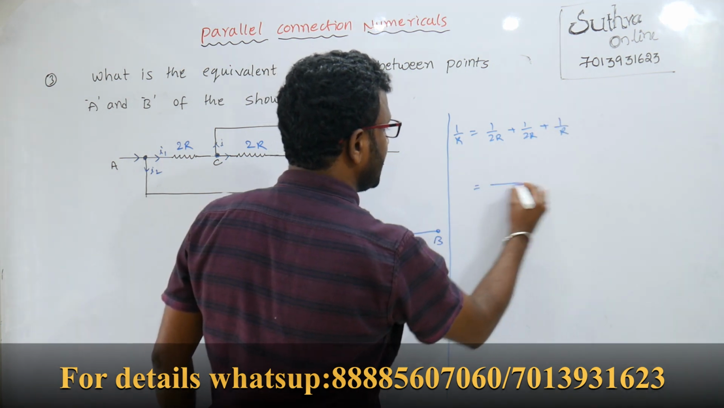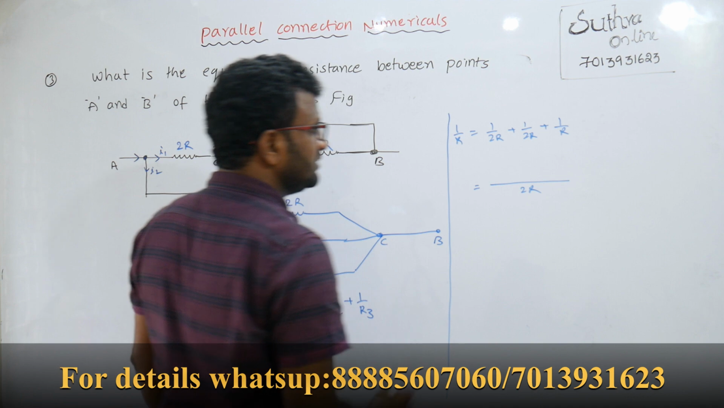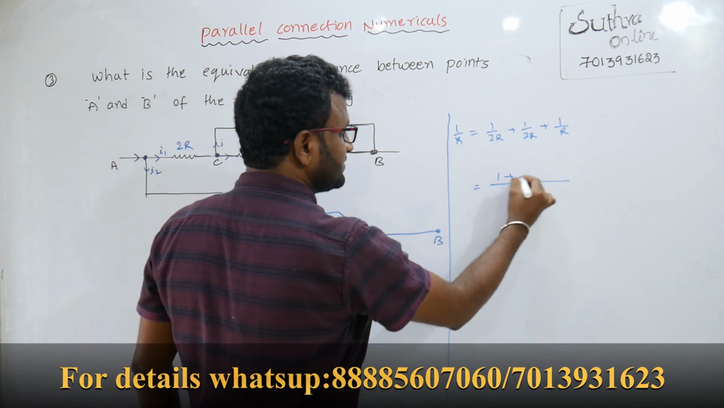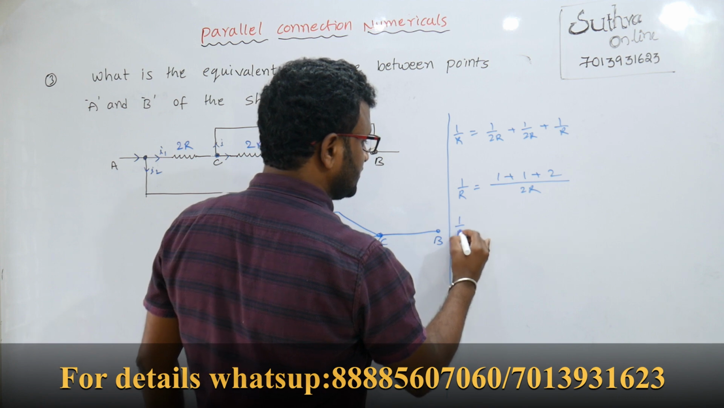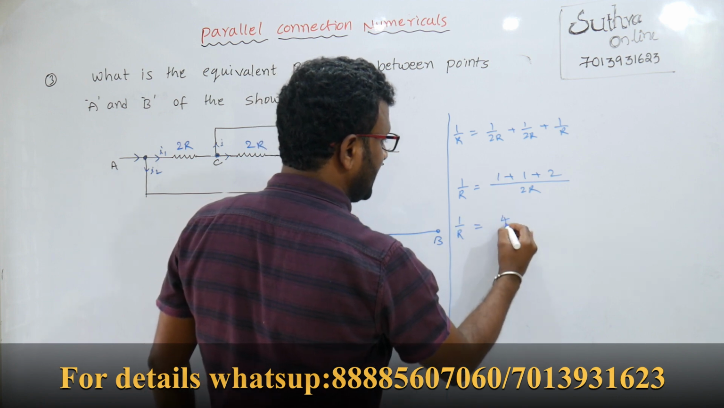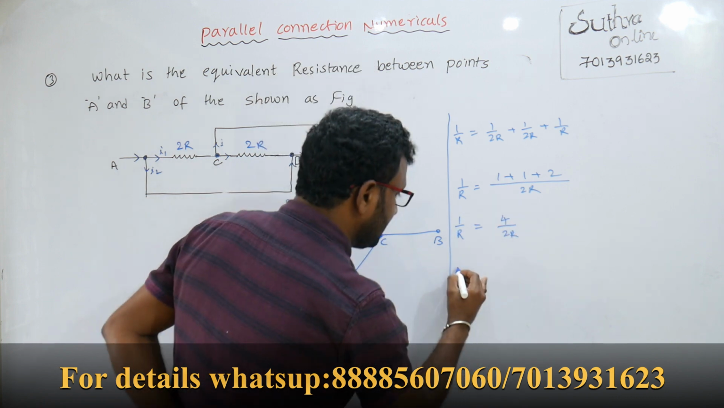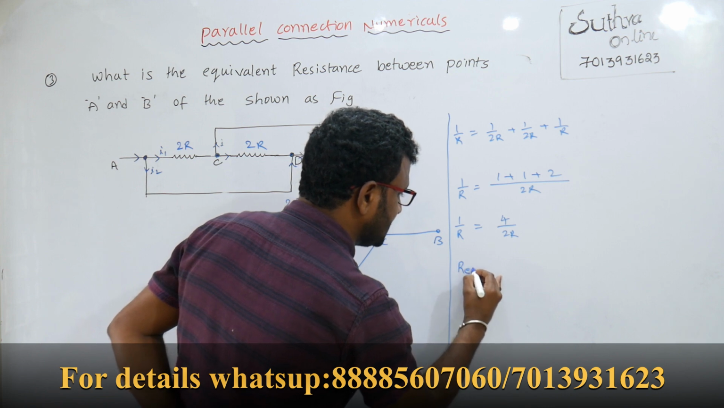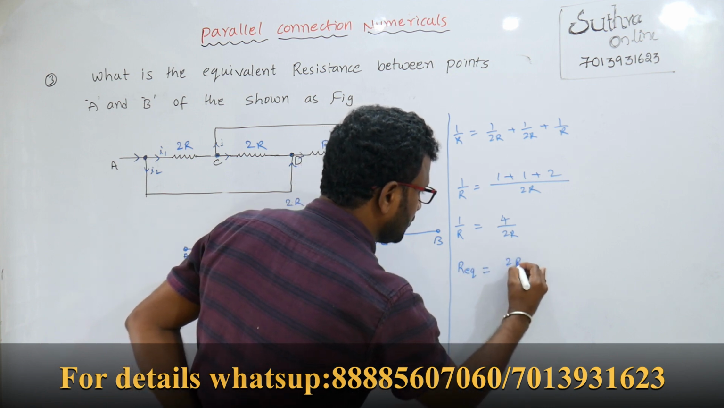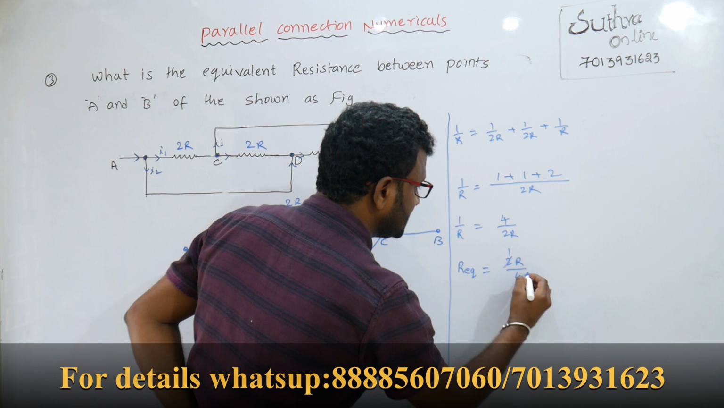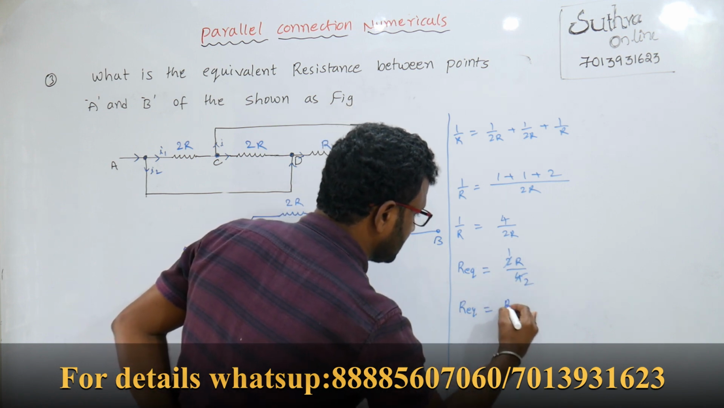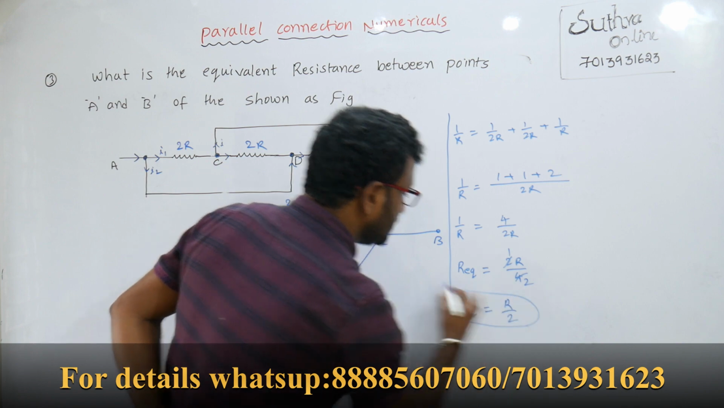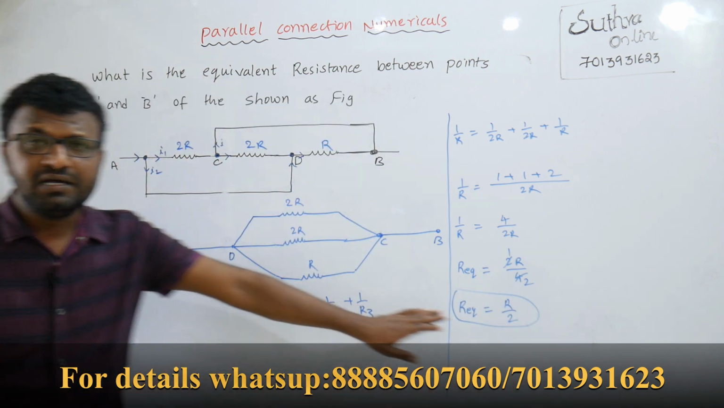So what is the LCM here? 2R is the LCM. So that means 1 plus 1 plus 2, which gives 1 by R equal to 4 by 2R. So then the equivalent resistance or effective resistance in the circuit is equal to 2R by 4. 2 1s are 2, 2 2s are 4. Then the effective resistance is equal to R by 2. So this is the effective resistance in the circuit.